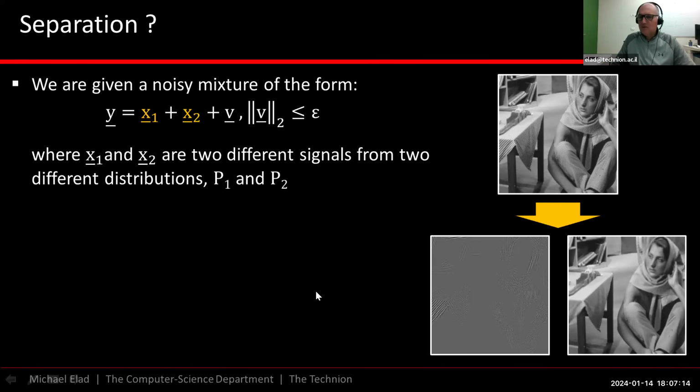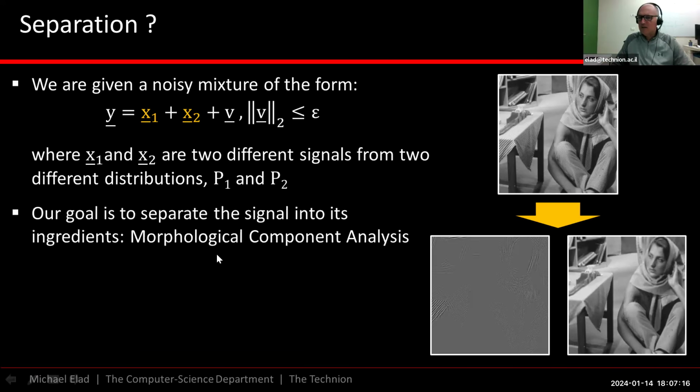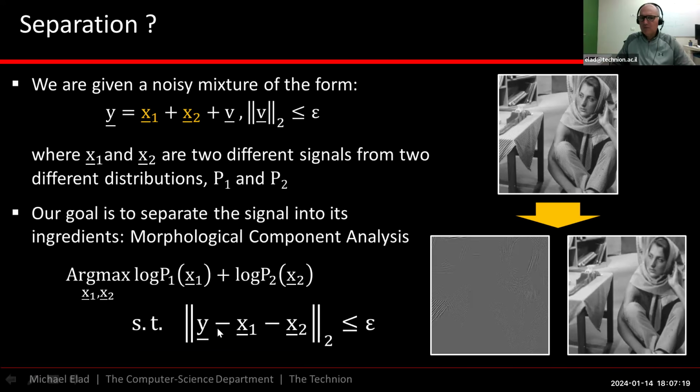So how do you separate? Morphological component analysis says, here is what you're supposed to do. Find X1 that is the most probable, and find X2 that is the most probable with respect to its own probability, such that their sum is epsilon away from Y. This is MAP. It works amazingly well. In fact, this result comes from this machinery. So again, knowing P1 and P2 suddenly enables us to do things.